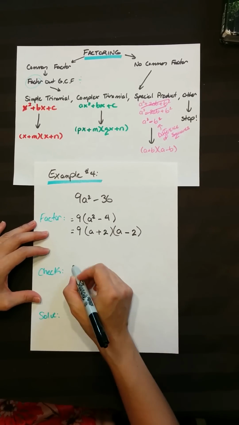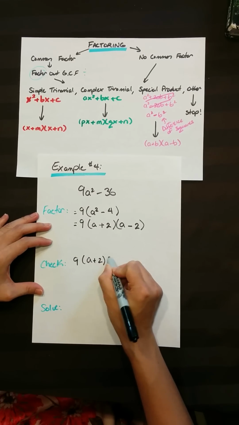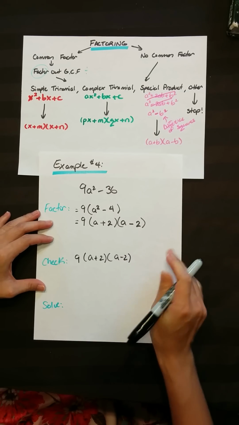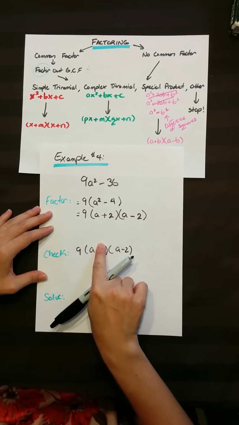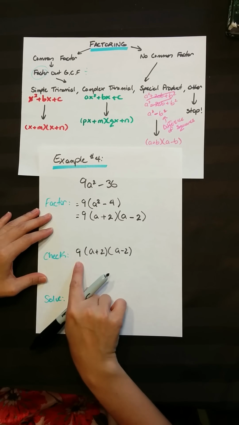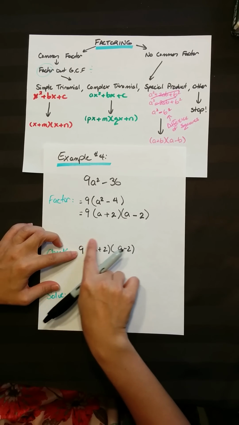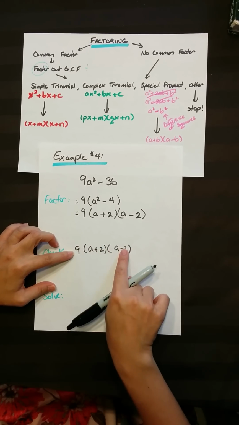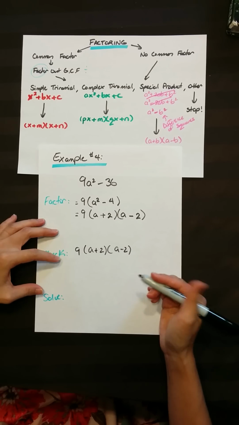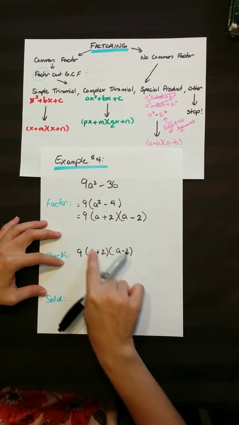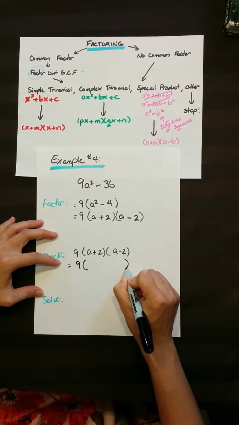Okay, now to check, I'm just going to take my answer, 9 times (a plus 2) times (a minus 2), and expand it. So you can do FOIL with these two and then multiply your answer by 9. Or if you want to, you could multiply the 9 into one bracket first, not both, and then do FOIL. So it really doesn't matter. I'm just going to practice my FOIL first, so I'm going to keep the 9 there.